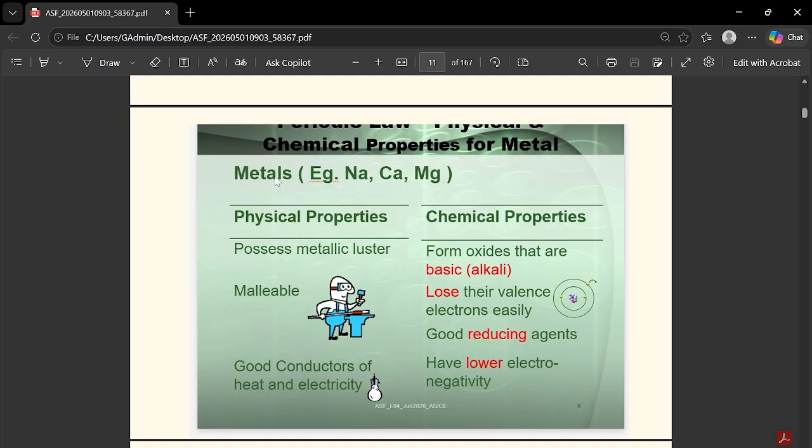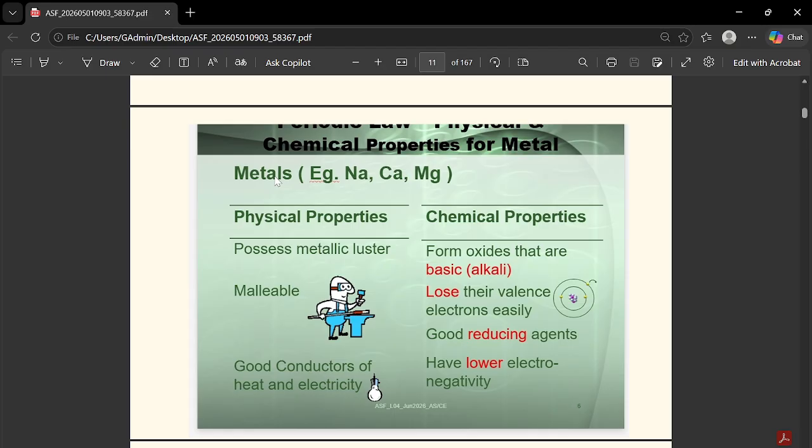So typically we can break it down into metals. For example, what are some things that metals are good at? Metals are hard, right? So they are actually called malleable. Malleable basically means that they can be bent, either from hitting them, or you can heat them up at very high temperatures and bend them.